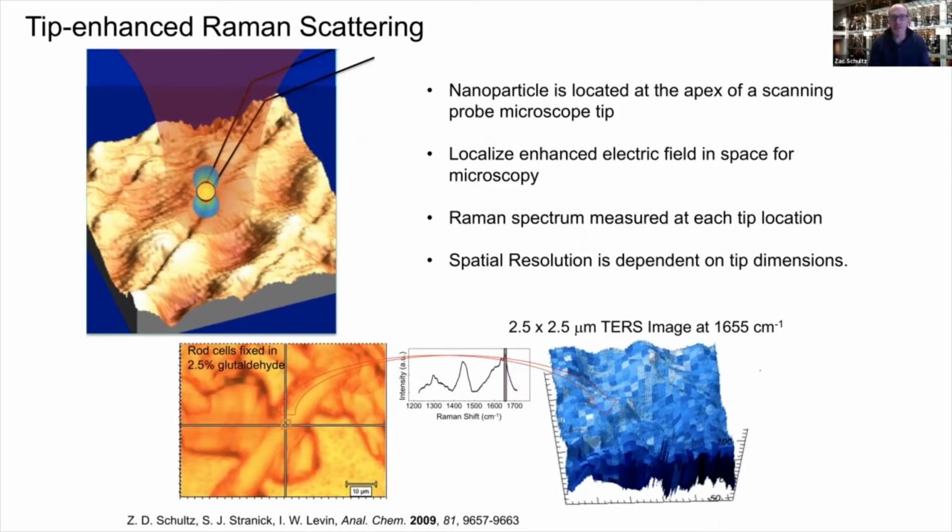All right, the resolution here is now related to the size of the nanostructure interacting with the cell rather than the diffraction limit of light, which would produce hundreds of nanometers resolution. And we, again, can get the Raman spectrum at each tip location.